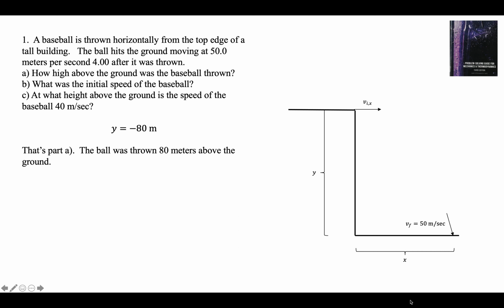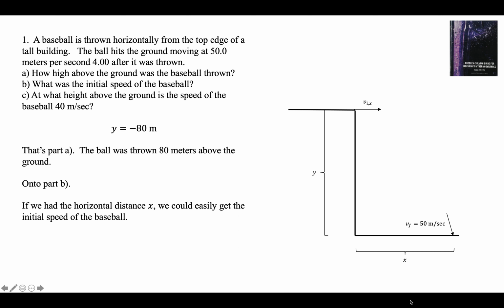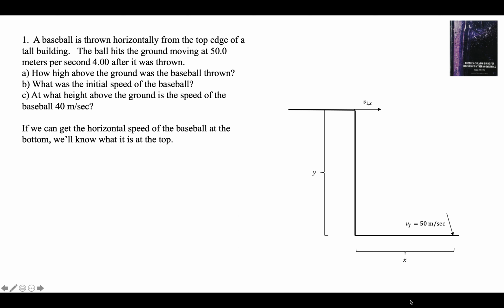Part B asks for the initial speed of the baseball. How do we get that? If we had the horizontal distance, we know it's in the air for 4 seconds. We can calculate how fast it must be going. But we don't have that distance. We have to think, how do we get the horizontal component of the speed? The horizontal component never changes. It's constant. If we know what it is at the bottom, we can get it at the top.